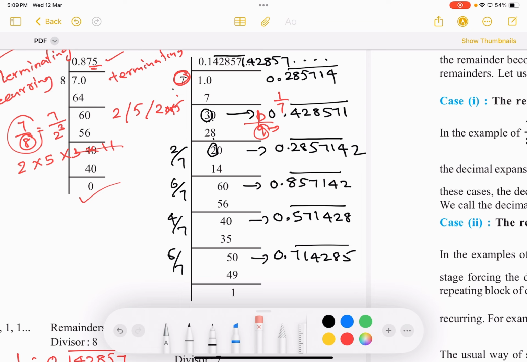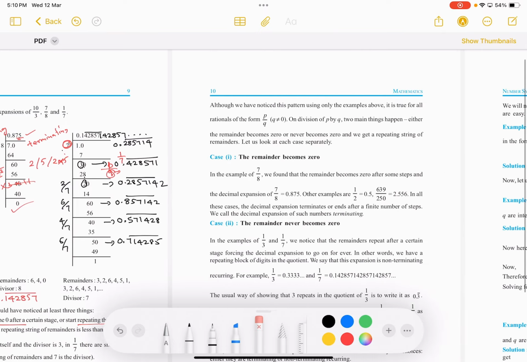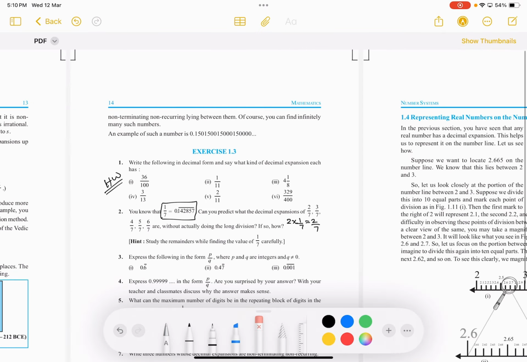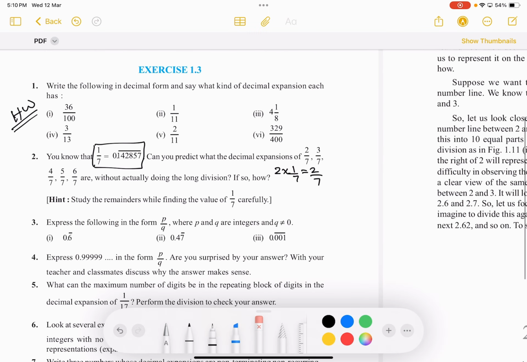So this is the way you have to get the answer, by dividing. By dividing, the digits will repeat in this way. Can we do it like this in the exam also? Yes, it's a prediction question. You are not doing actual division for this question. They are asking how to predict. Study the remainders while finding the value of 1 by 7 carefully. By seeing the remainder only, with the logic I have given, there are no steps; you will automatically write it.